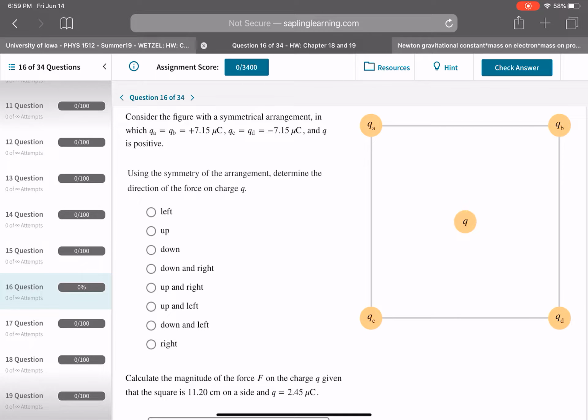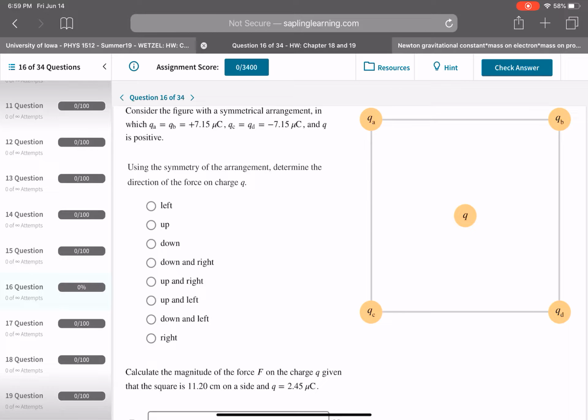Okay, number 16, consider the figure. We've got a symmetrical arrangement in which the top 2 charges are plus 7 microcoulombs, the bottom 2 charges are minus 7 microcoulombs, and the middle charge Q is positive. Using the symmetry of the arrangement, determine the direction of the electric force on charge Q.